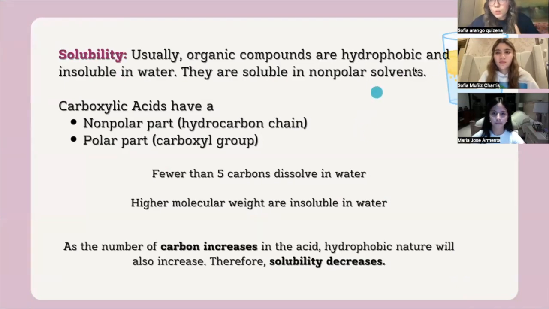Now, what is the rule or the proportion? The higher the molecular weight, the more insoluble in water it becomes. So if it has approximately 5 carbons, 4 carbons, 2 carbons, or 1 carbon, it becomes easy to dissolve in water. So how does the proportion go? As the number of carbons increases in the acid, the solubility decreases.